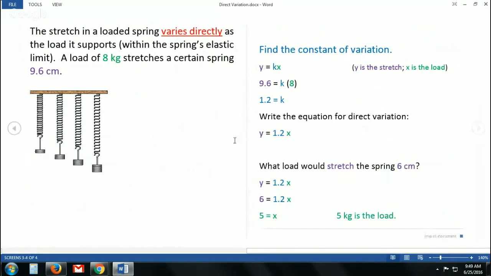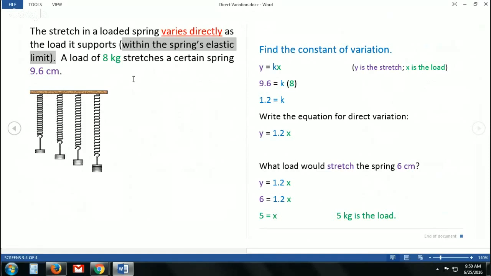For this one, the stretch in a loaded spring varies directly as the load it supports within the spring's elastic limit. A load of 8 kilograms stretches the spring 9.6 centimeters. Well, the first thing for us to notice is that it varies directly. The next thing we should see is that we're going to do this within its elastic limit so that the spring doesn't break.